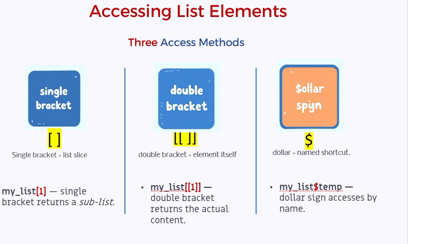By using the name of the list followed by the index value, and in this, the index value is 1, which refers to the first element, and when you put the single bracket, it returns the sublist. And when you put the double square bracket, it returns the actual content. And when you put a dollar symbol, it is accessed by its name.